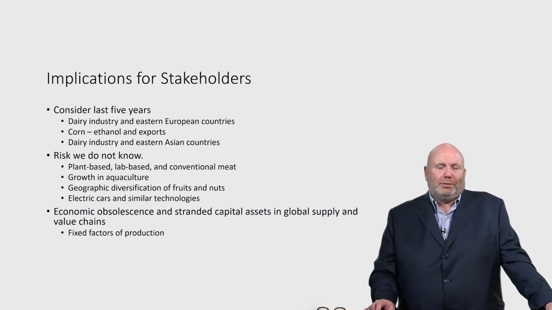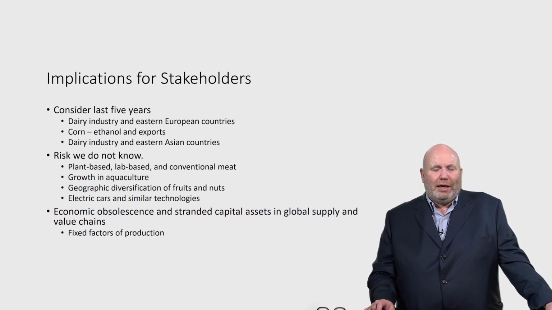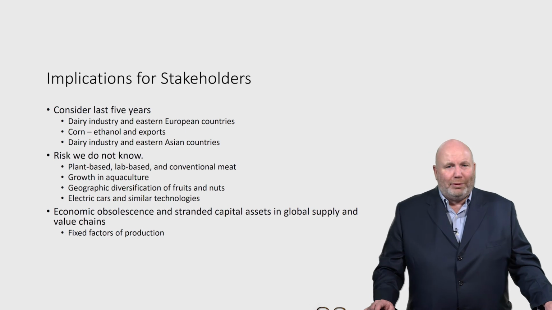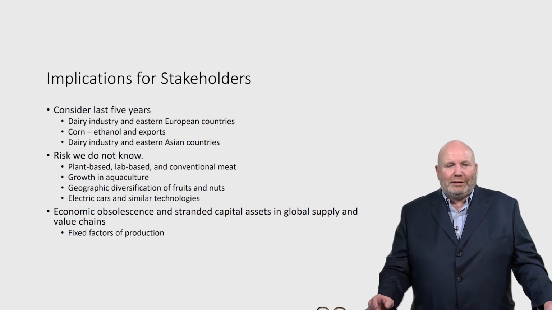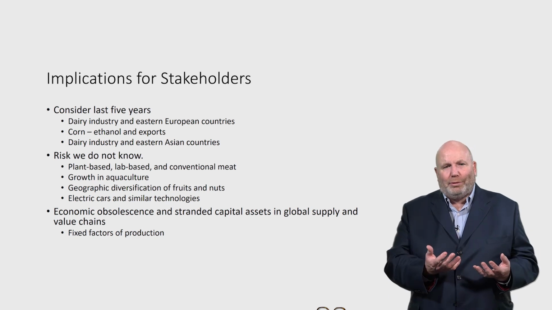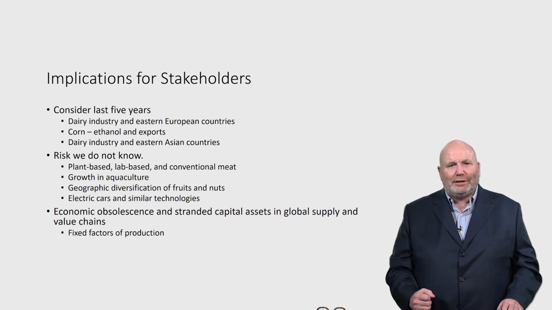We don't know what electric cars will do, what that will do to exchange rates and transportation and so forth. And it's highly likely we're going to have something called economic obsolescence or stranded capital. So it may be that we make a bet on technology, like conventional meat, and all of a sudden if plant-based meat or lab-based meat takes off, we may have a meat slaughter plant that we can't use. And so as we think about economic obsolescence and stranded capital, as part of this global supply chain issue, we may see stranded assets at some point in these supply chains.